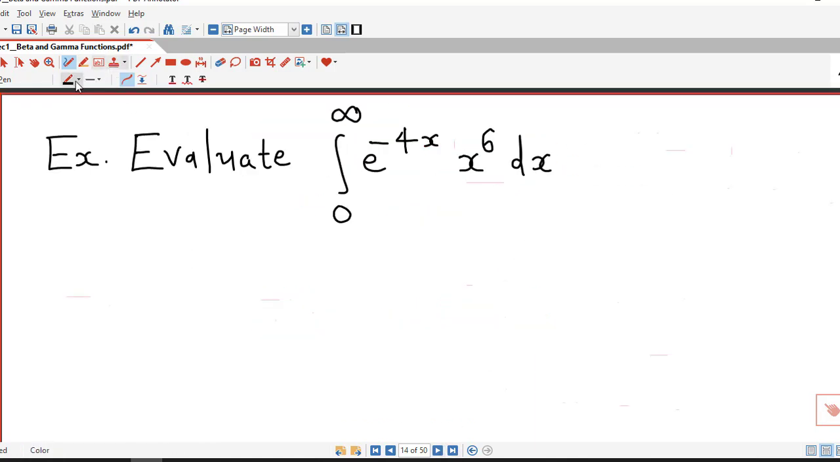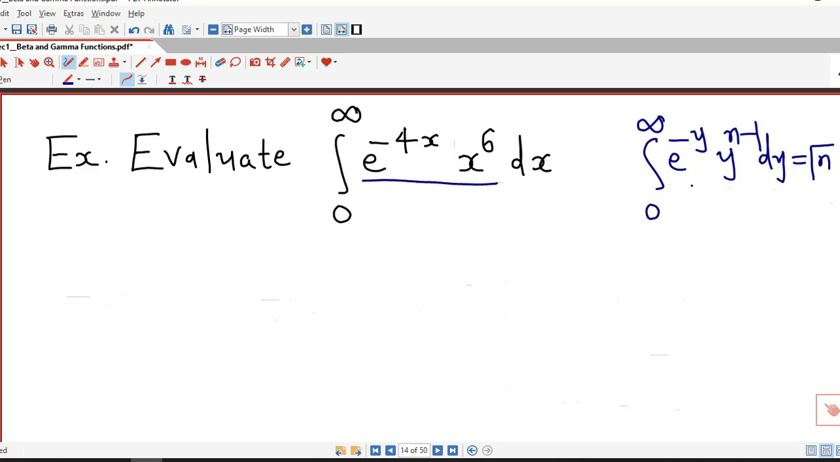So we start with example number 1. We are asked to evaluate the integral of e raised to minus 4x, x raised to 6 from 0 to infinity. If we compare the given integral with the improper integral which defines gamma n, that is e raised to minus y, y raised to n minus 1, then we will have the idea about change of variable.